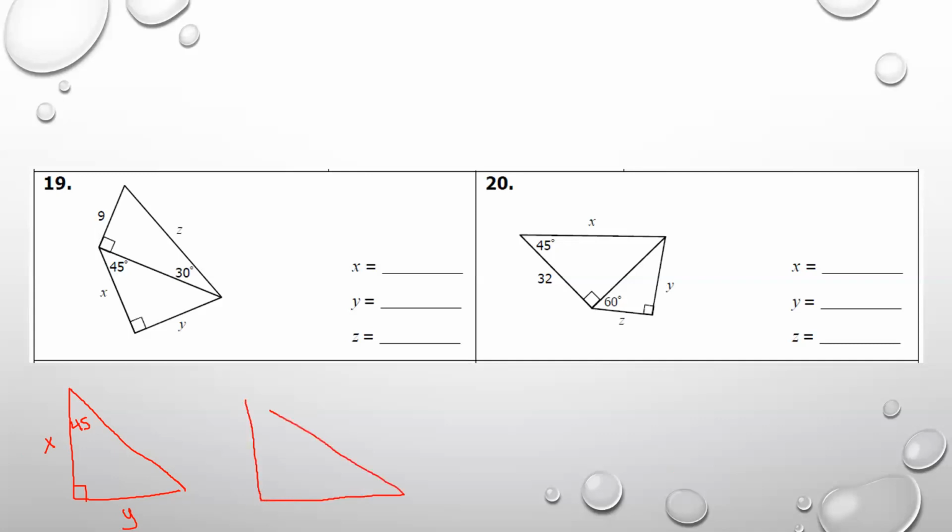I've got two triangles. One is a 45, 45, 90, where the legs are x and y. And the other one is a 30, 60, 90, where the short leg is 9, the long leg is not labeled, and the hypotenuse is z. All right, I want to solve for x, y, and z. And the way it is right now, I don't have enough information to do that. So let's figure out what can we do? What can we solve for first?